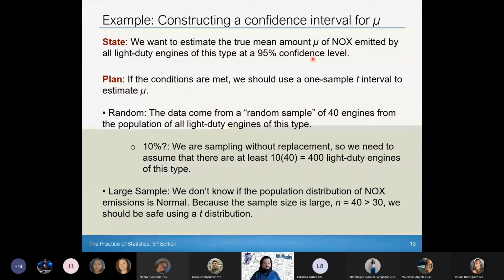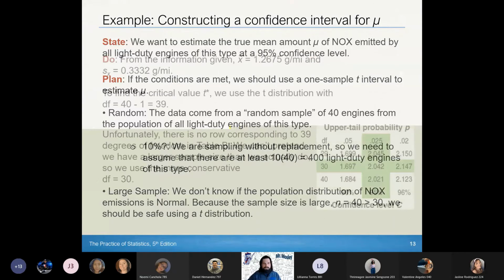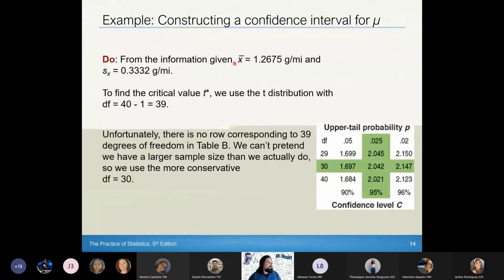All right, so we've done our first 2 steps of the 4-step process. We stated what we wanted to do, and we've reviewed our plan and checked our conditions. Now we've got to do some math. From the information given, x bar equals 1.2675 grams per mile, and s sub x, the standard deviation for our sample, is 0.3332 grams per mile.